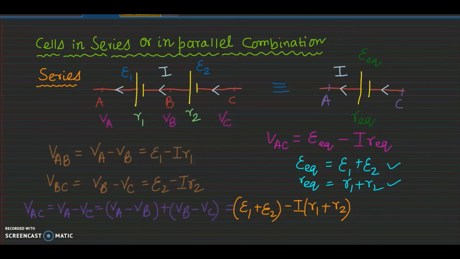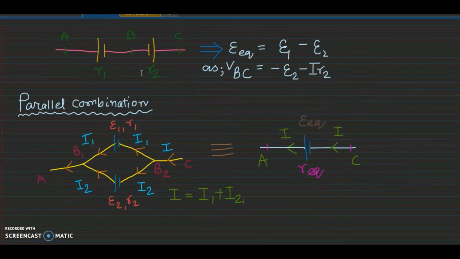Now you can see from this figure, this is also a kind of series combination, but here the two negative terminals of the cells next to each other are connected. In this case, what will epsilon equivalent be? Epsilon 1 minus epsilon 2, the difference of the two EMFs, because for VBC we need to write minus epsilon 2 minus IR2, since with the direction of the current the sign will change.